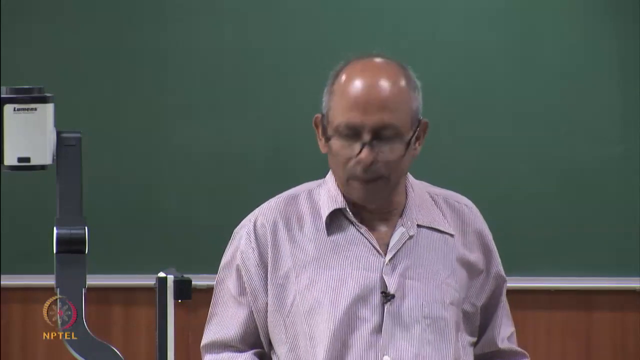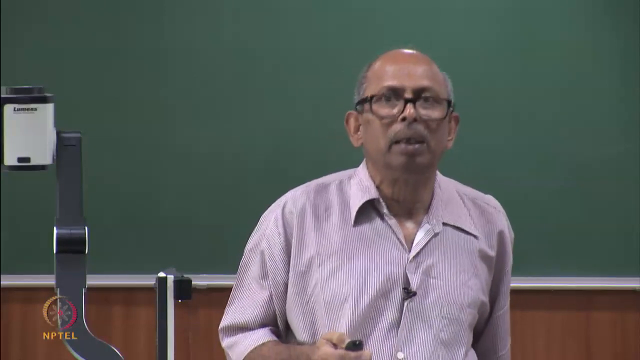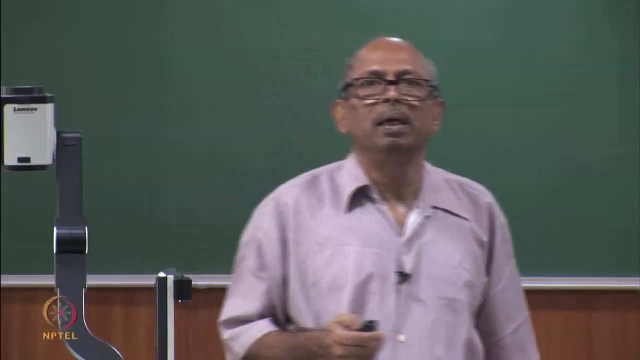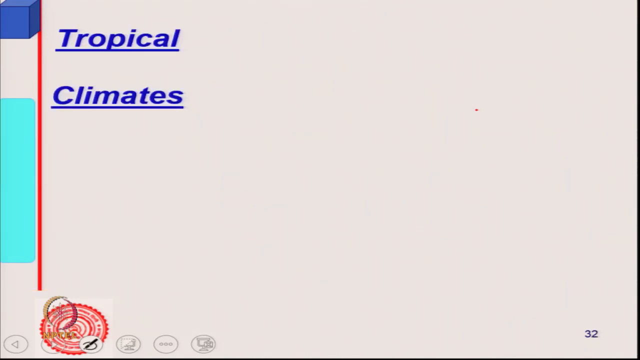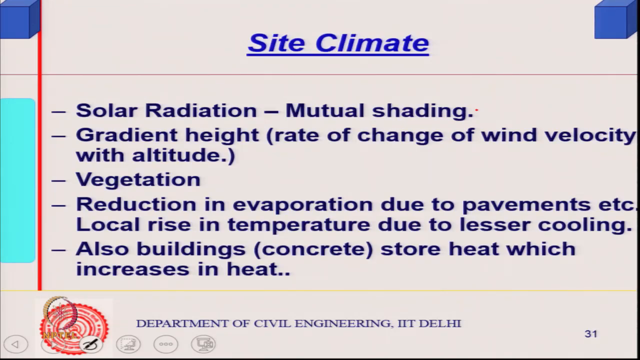Pavements reduce the evaporation, etc., causing a local rise in temperature due to lesser cooling. This is a site climatic effect. Also buildings store heat, which increases the temperature, due to the heat capacity of these thermal masses. But it is very difficult to take into account all this site climate, but we must have some idea.